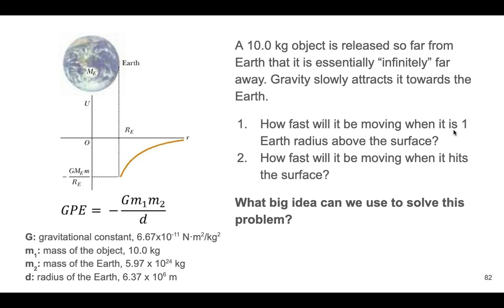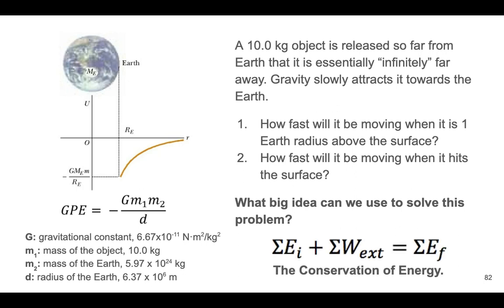So if we have a 10 kilogram object and it is released so far away from Earth that it is essentially infinitely far away, gravity slowly attracts it towards the Earth. How fast will it be moving when it is 1 Earth radius above the surface? And how fast will it be moving when it hits the surface? So what big idea that covers everything can we use to solve this problem? Well, remember chapter 9, we can use the conservation of energy. So we would do this just like any other conservation of energy problem.